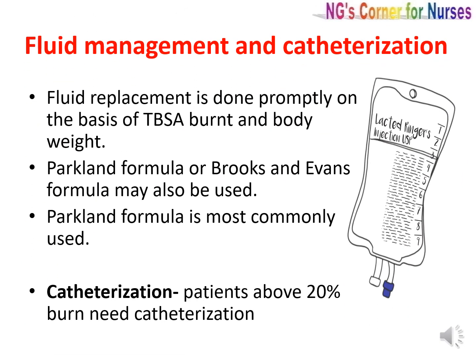Next, coming to the fluid management and catheterization. Fluid replacement is done promptly on the basis of total body surface area burnt and the body weight. The most common formula for fluid replacement therapy is the Parkland formula. I have already given a video on the Parkland formula where I have explained the fluid replacement calculations along with examples. So please refer to that video. Link is given in the description box. Next is catheterization. Patients above 20% burn need catheterization to monitor the intake output chart accurately and to monitor the fluid balance.